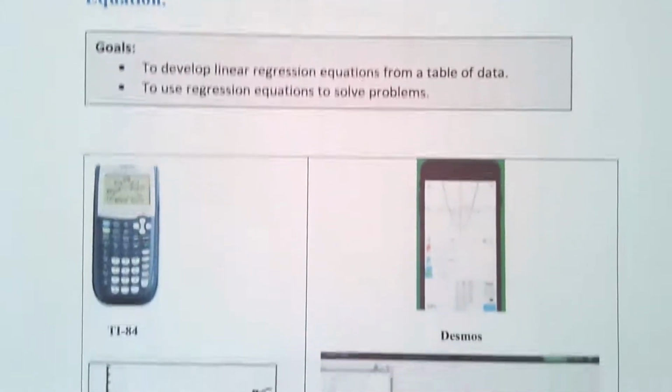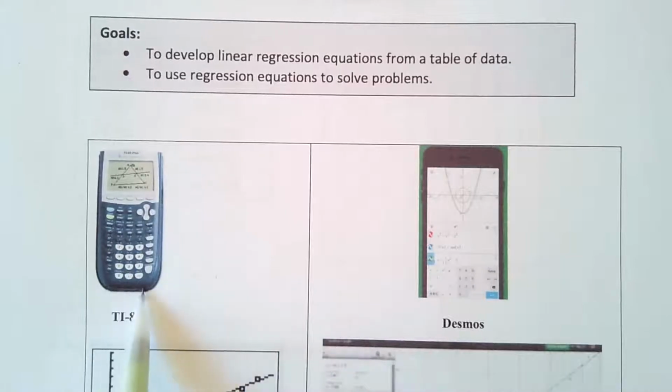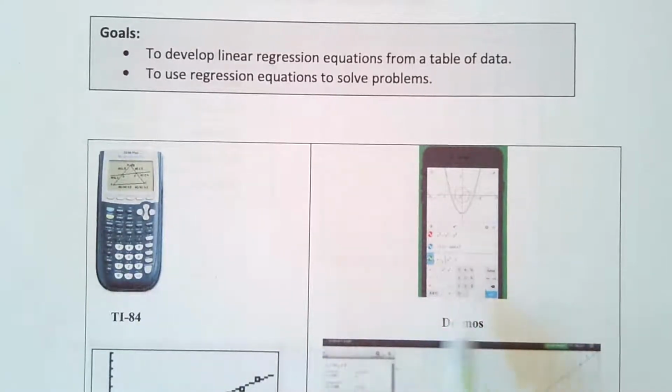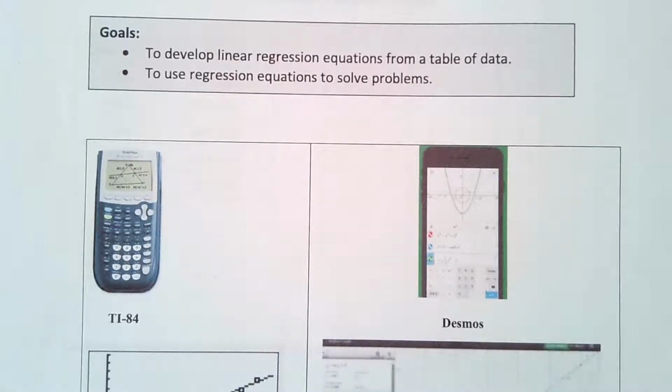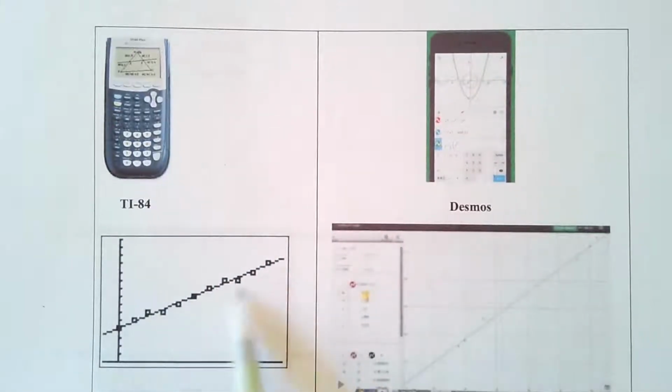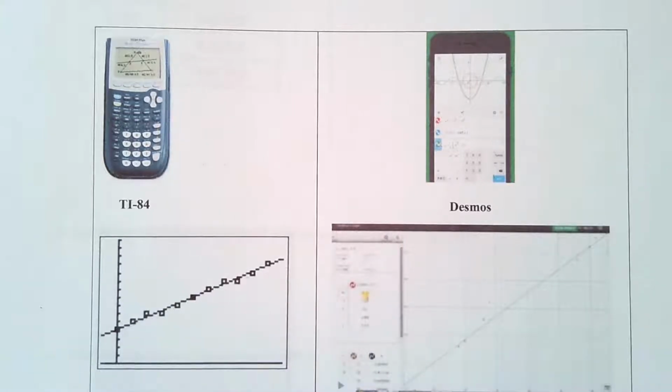In a nutshell, we'll be using either a graphing calculator, which is a TI-84 or 83, or Desmos, which is online. We're using this technology to interpret the data. We'll be given a set of data, and from this set of data, we'll develop an equation, which is the line of best fit. So we'll end up with the line of best fit. The equation for the line of best fit is called a regression equation.